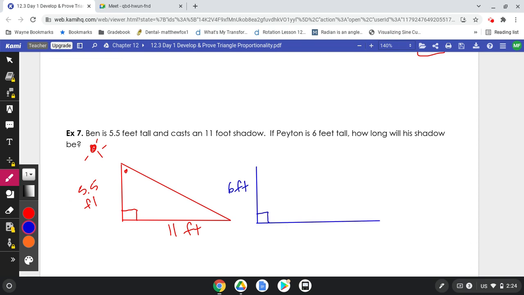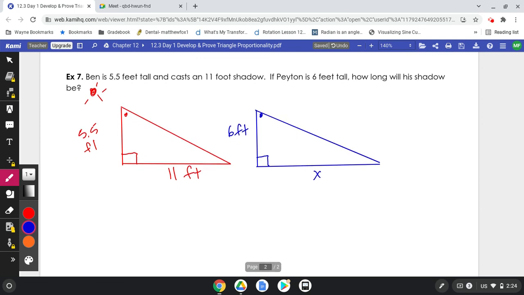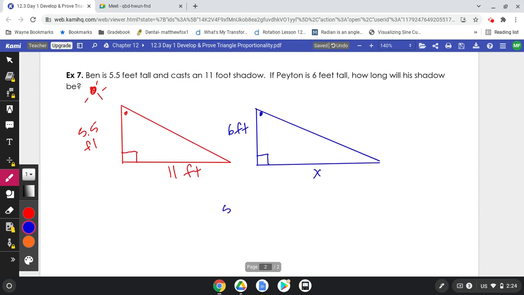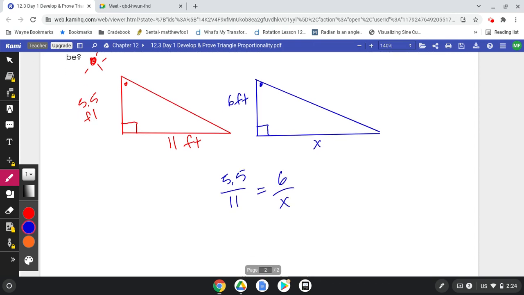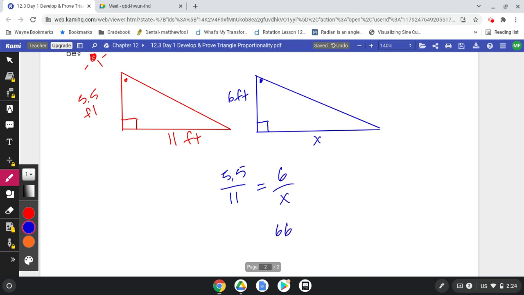Now, we know it's still a right angle. We know this angle from the sun is the same. So if there's two angles, they are similar triangles, which means we can find what his shadow length will be by setting a proportionality statement. So 5.5 divided by 11 is going to equal that 6 divided by x. Cross multiply, we'll get 66 equals 5.5x, divided by 5.5, divided by 5.5, and x will equal 12.